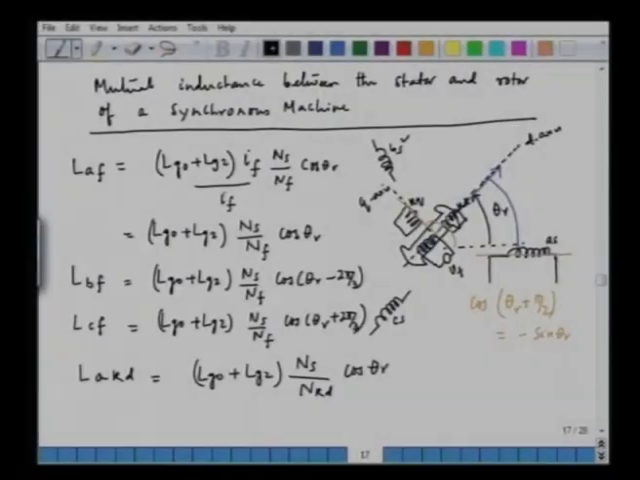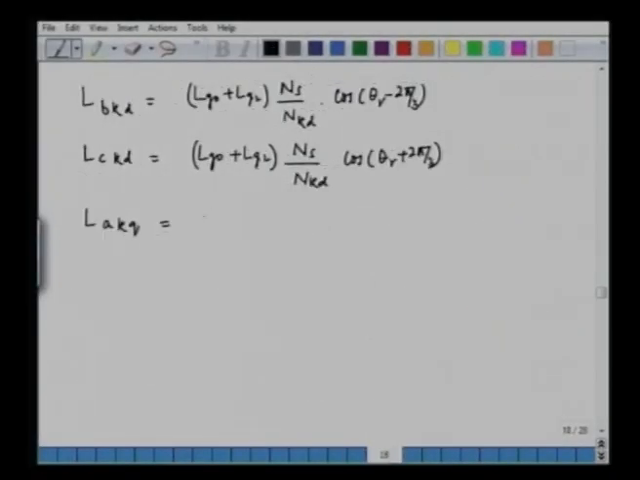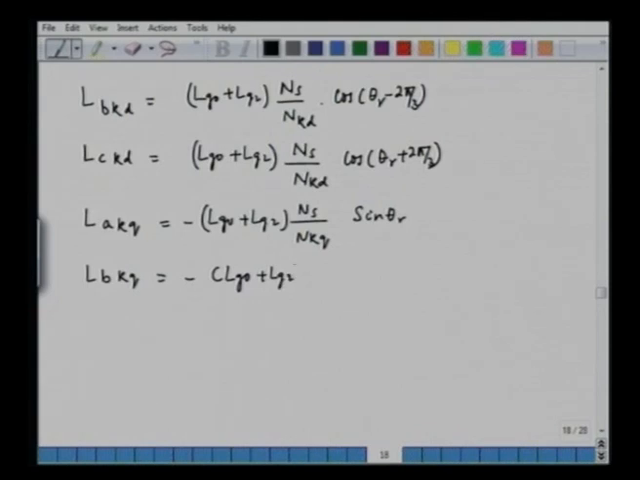So, we can see the mutual inductance, that is Lg0 plus Lg2 into Ns by Nkq into sin of theta r with a negative sign. LBKQ is equal to minus Lg0 plus Lg2 Ns by Nkq.